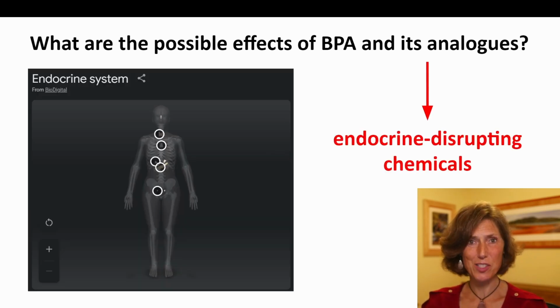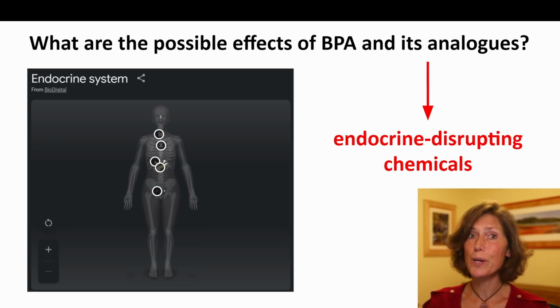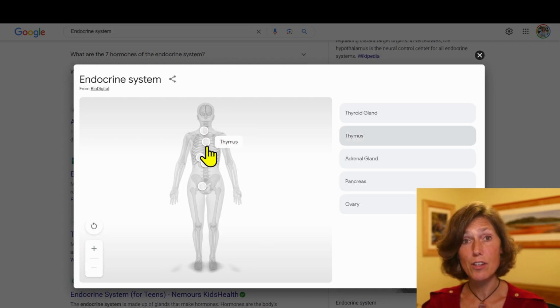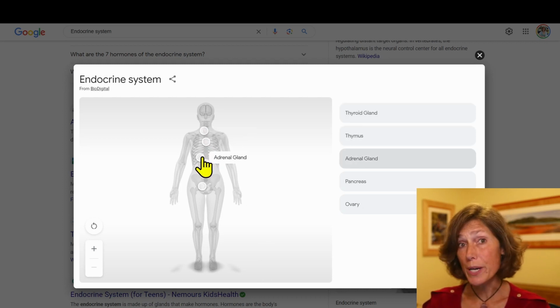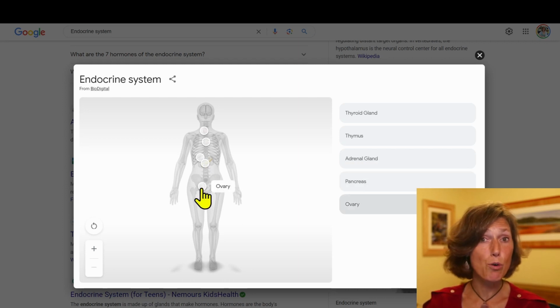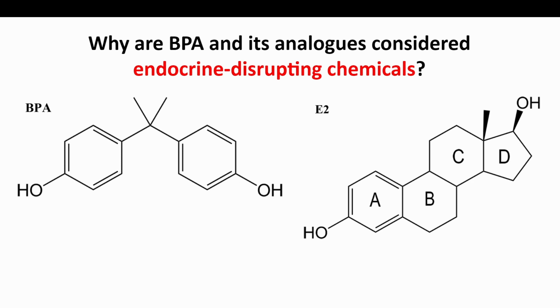Why so many systems? BPA and its analogs, located inside plastics, are endocrine-disrupting chemicals. The endocrine system includes many different glands that are capable of producing hormones, including the thyroid gland, the thymus, the adrenal gland, the pancreas, and in women, the ovaries. But why are BPA and its analogs considered endocrine disrupting chemicals?